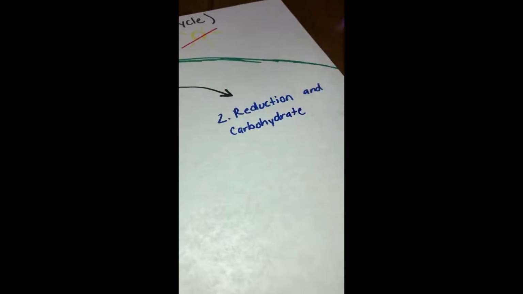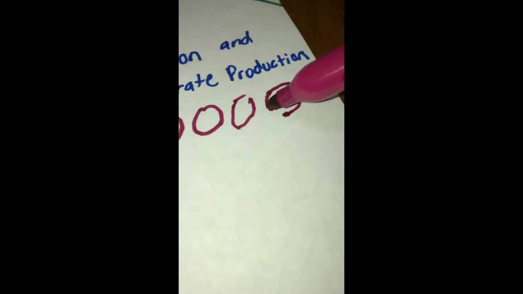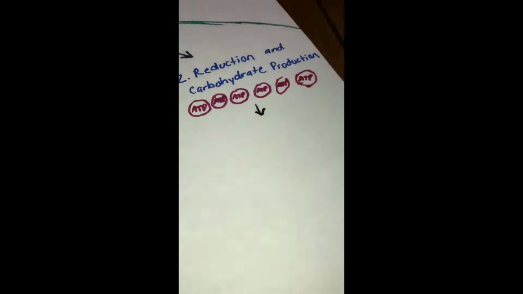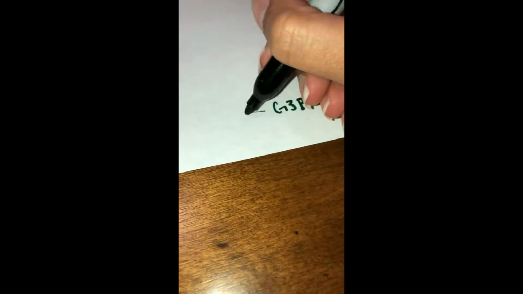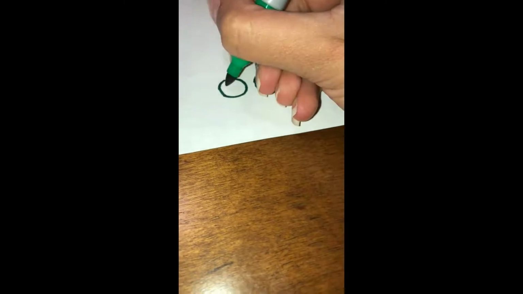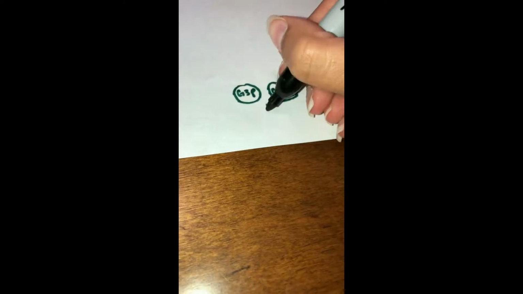In phase 2, reduction in carbohydrate production is where 6 ATP are used to convert 3PG into 1,3-BPG. From the light reaction, NADPH electrons reduce 1,3-BPG to G3P. 2 molecules of G3P are used to produce carbohydrates.